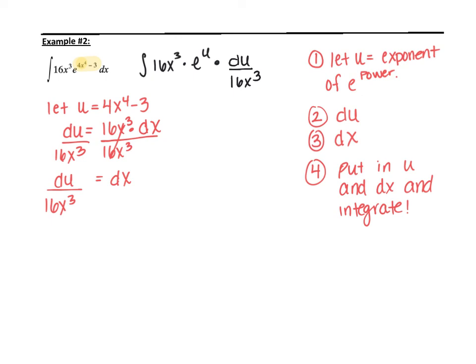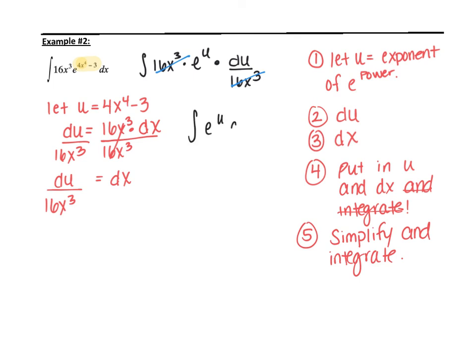And what we see, we need to simplify now. So the x to the thirds, so maybe I'll make that a step 5: simplify and integrate. So maybe we don't integrate there. So just put in u and dx, then we'll simplify and integrate. So the 16x to the thirds actually cancel, which is nice. So we have the integral of e to the u du. And if you remember, the derivative of e to the u is just e to the u. So this one is simply e to the u plus c.